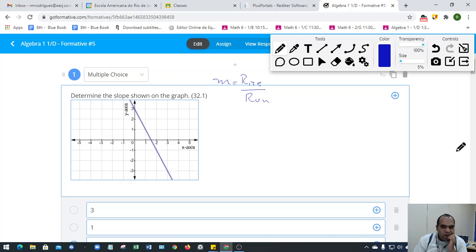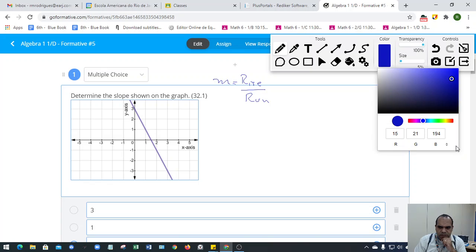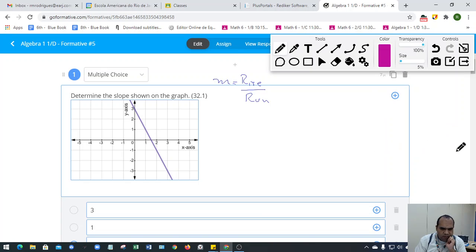Remember, right now here, what is my rise? Mister, you are moving down. Yes, I'm moving down. How many steps? Let's see here. I moved down 1, 2, 3. Negative 3 over my run, which is positive 1.5.